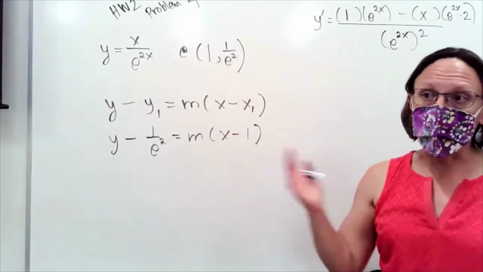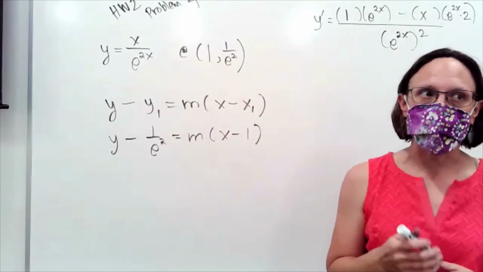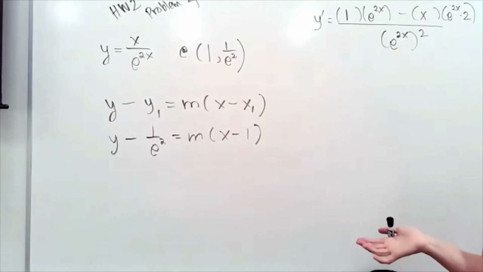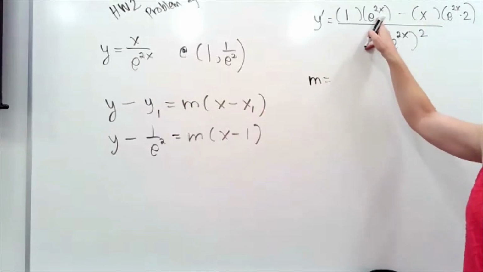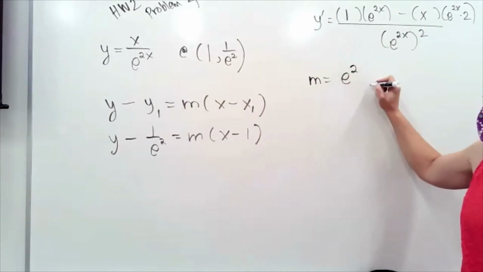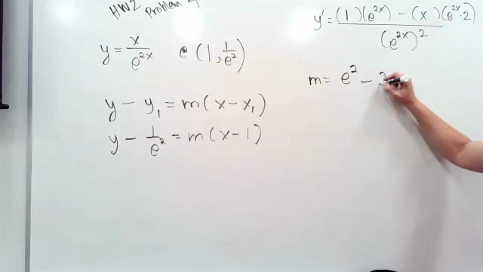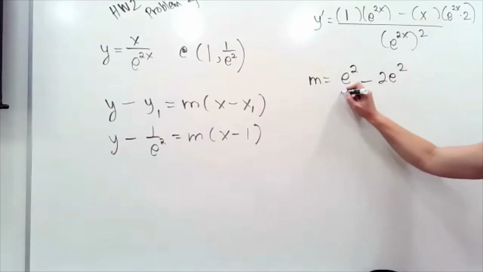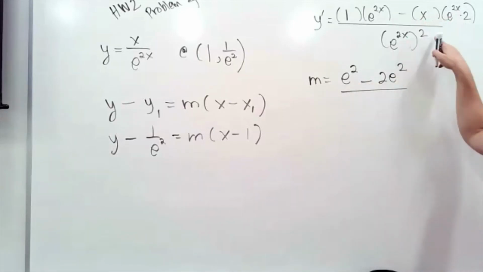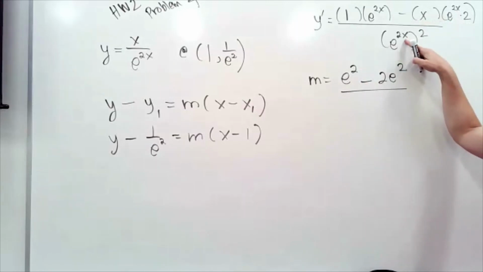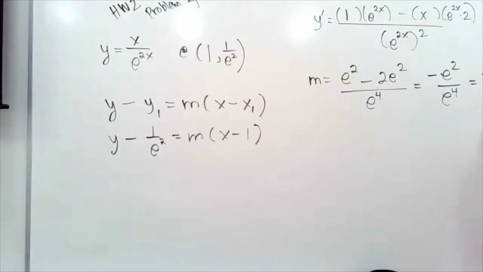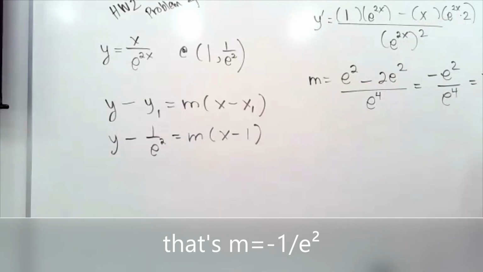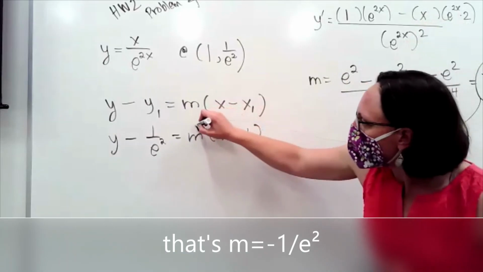Now, you might decide to simplify some stuff, but we only care about the derivative at the point where x equals 1. So I would choose to just plug in the 1 right now and go from there. So our slope would look like, well, e to the 2 times 1 is e squared, minus, that's a 1, that's a 2, that's a 1, so that'll be 2 e squared. And then on the bottom, powers raised to powers I would multiply. So that's e squared, but then when I square it, that'll be e to the 4th. So I think I get negative e squared over e to the 4th, or negative 1 over e squared. And you can just pop that in for the slope.